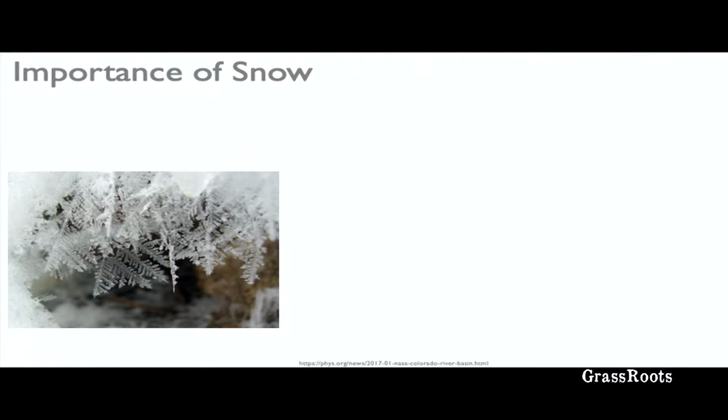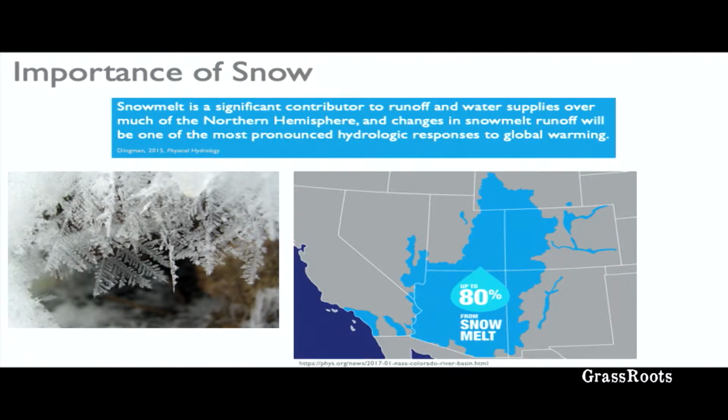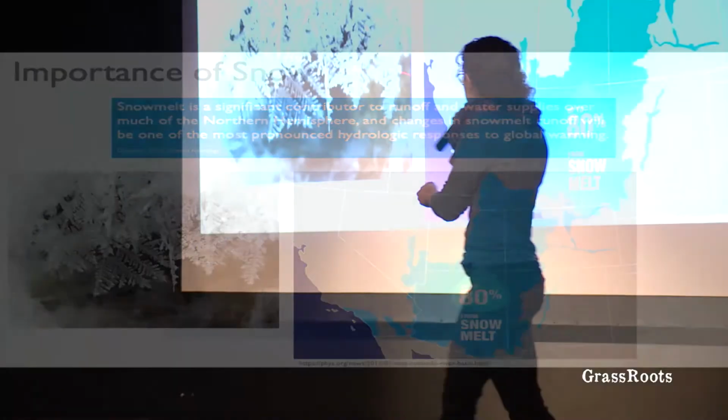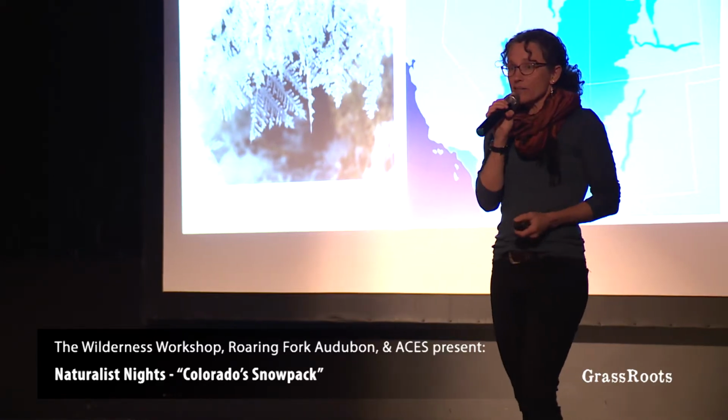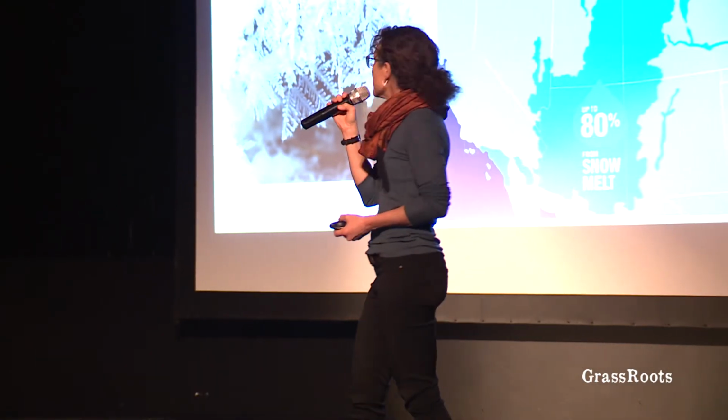Okay, so let's talk about snow now. We all know snow is important in Colorado. It's important globally. It is a significant contributor to runoff and water supplies for a lot of the northern hemisphere. And in the Colorado River Basin, up to 80% of the water per year can come from snowmelt.